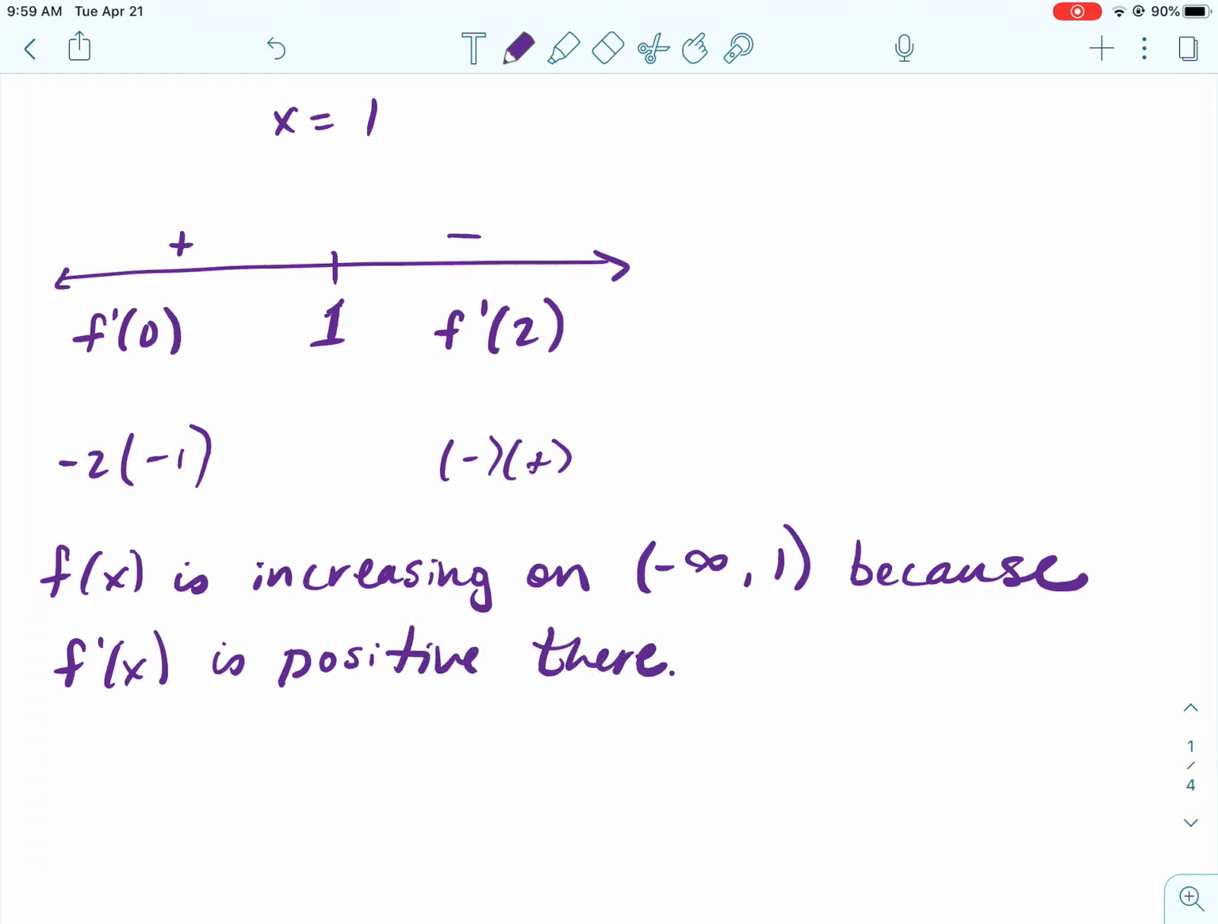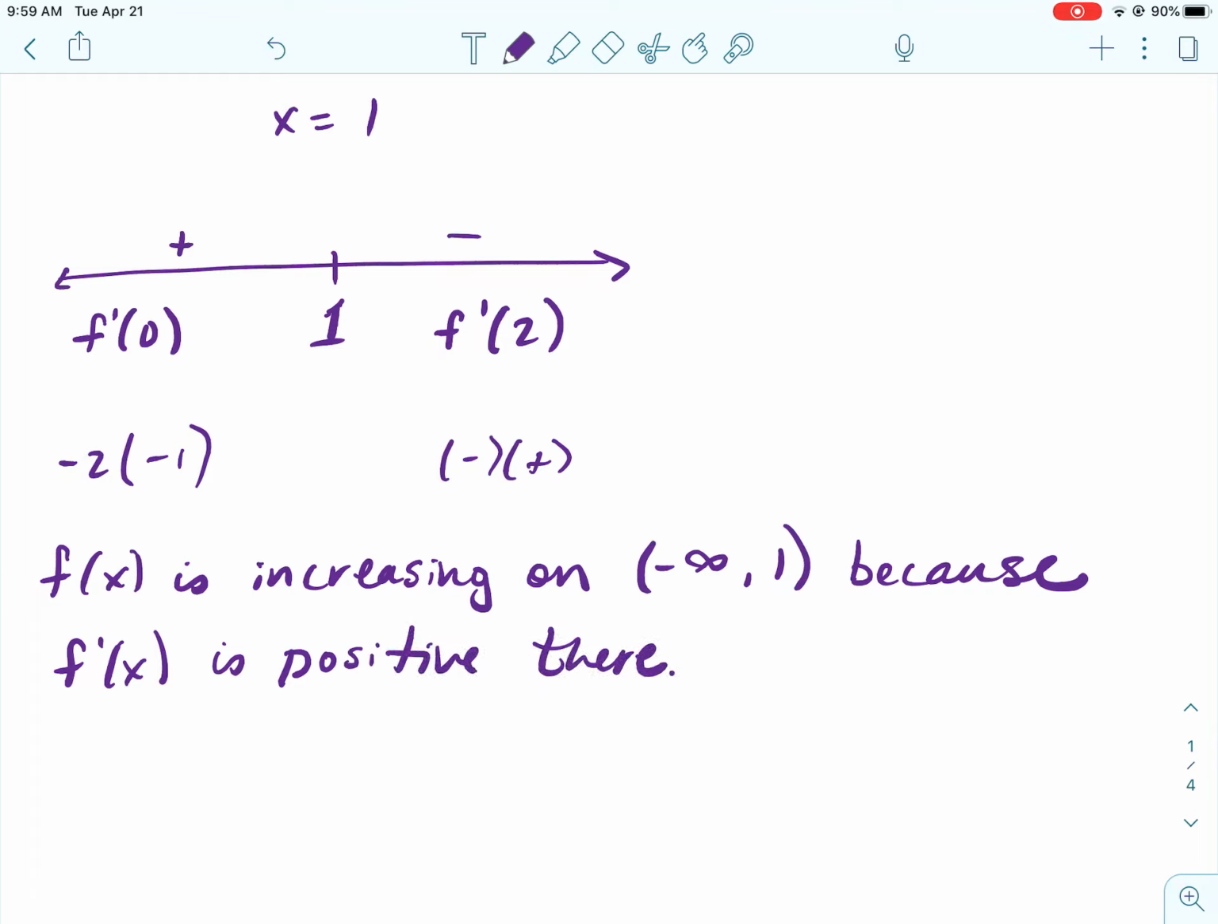Okay. The next question, we have the same function, and it tells you at x equals 1, f prime of x is 0. We already knew that because we just found that, but that's okay. And then they want us to tell them if f has a relative minimum or a relative maximum or neither at x equals 1. And then we're going to justify our answer.